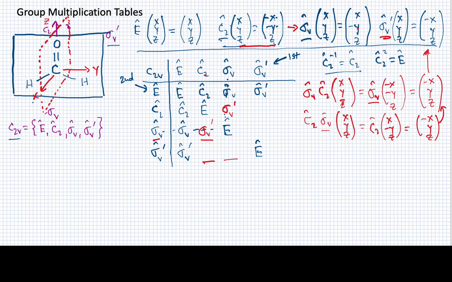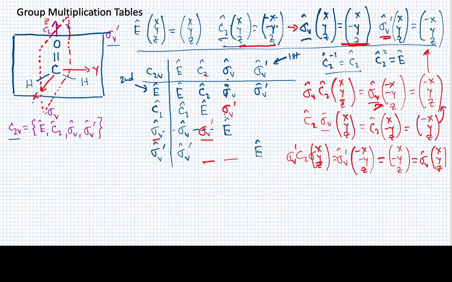What about if I do C2 and then sigma v prime? C2, sigma v prime second, x, y, z. I'll get sigma v prime operating on negative x, negative y, and z as I did before up here. And the result of sigma v prime is to change the sign of x, so I'll end up with x, negative y, and z. But that's just the same as the sigma v operation. So in other words, this product of operators gives me sigma v. And I think you should be able to figure out that it will do the same up here, and we'll end up with sigma v.